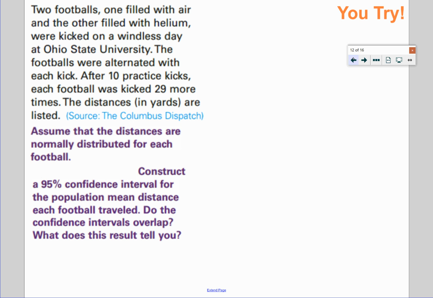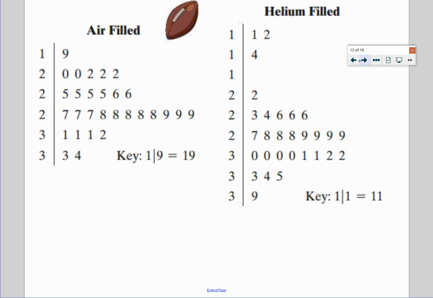So what you're seeing in the stem and leaf plots is they've filled 2 footballs up, one with air, one with helium, and they kick them 29 times. And they have recorded the distance in yards that those footballs are traveling. We want to find a 95% confidence interval for each football. Okay, so one for air, one for helium. Now, the biggest difference between this problem and the one that you just did is in the problem that you just did, you knew the sample mean and you knew the standard deviation. We do not know that here, which means you guys have to figure it out.